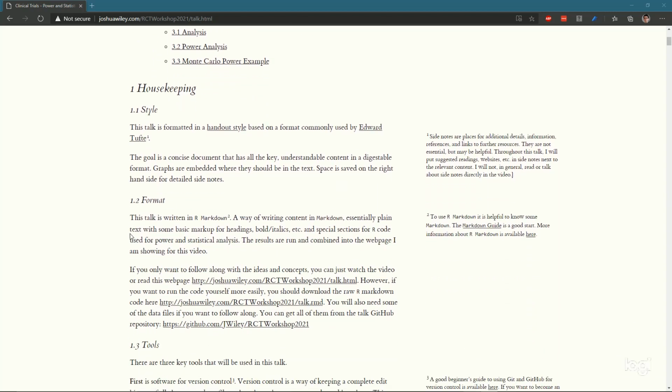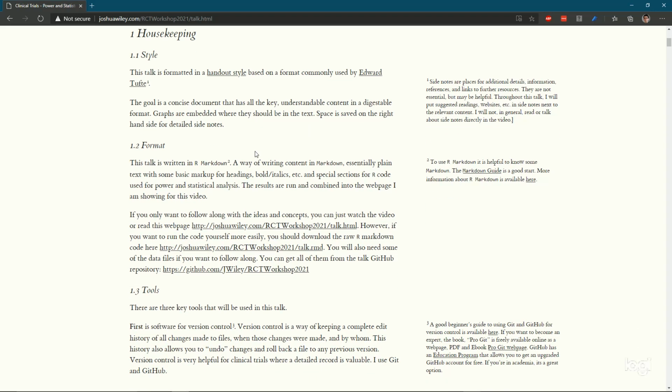So housekeeping. This talk is formatted in a handout style based on a format commonly used by Edward Tufte. The purpose of this is to have a concise document and actually to be able to have a place where I can write text so that even if you're not watching the video or listening to me, you actually have the information that you need. The other thing that you'll note is different is the use of side notes shown here on the side. Side notes are places for additional details, and they allow me to put in extra references or further information that may not be crucial to the talk or to understanding it, but give you additional useful information if you are interested.